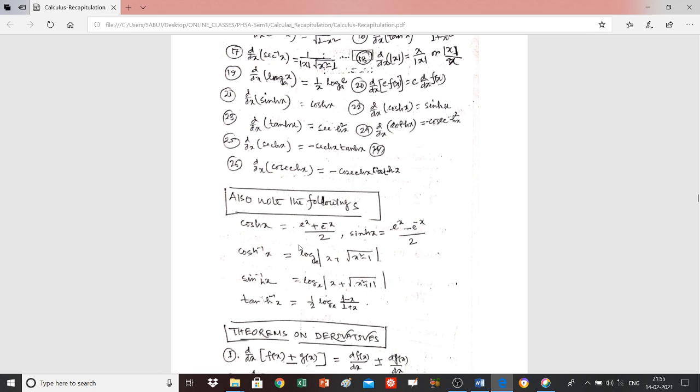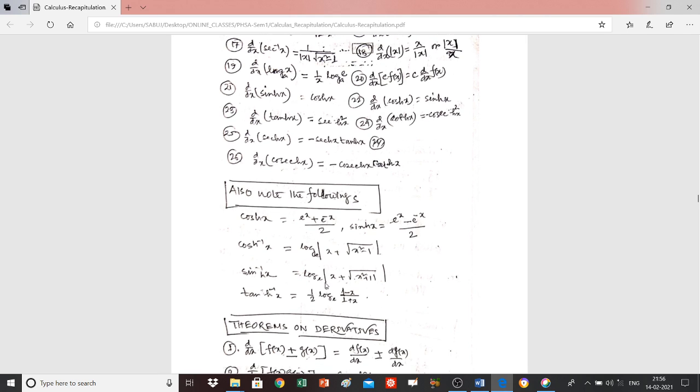After that you should note this type of relations, which very frequently can be required to find the derivatives of a function with respect to another function. That is, cos hyperbolic x is equal to e to the x plus e to the minus x by 2, and sin hyperbolic x can be written similarly, and likewise cos hyperbolic inverse x, sin hyperbolic inverse x, tan hyperbolic inverse x. These are the forms, and they can be used when required.